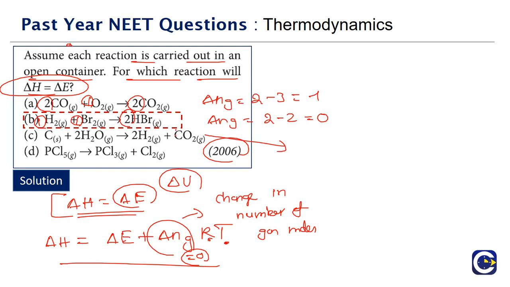Okay, C is what? We have 1 mole of CO2, 2 moles of H2. Remember, in del Ng calculation, always we should be calculating the gas moles only. If it is a liquid or a solid, we should not be counting it.